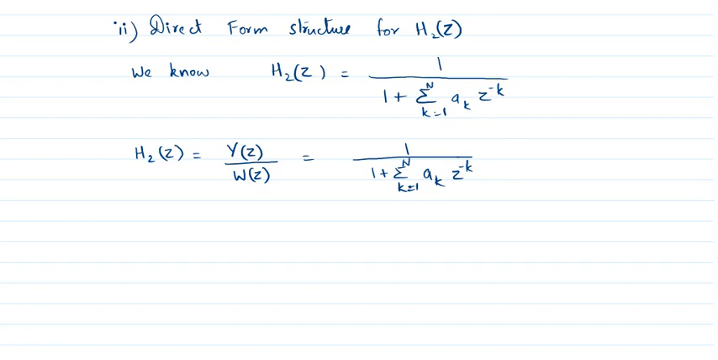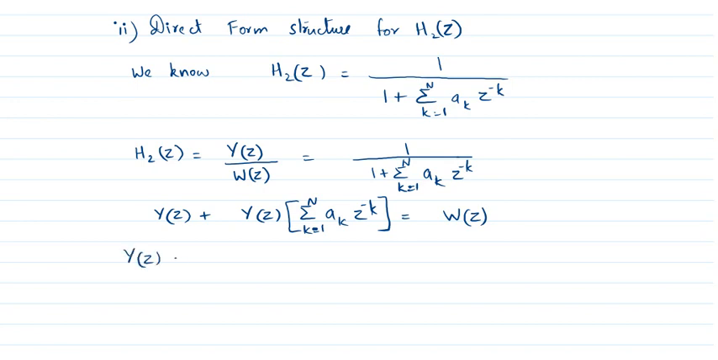Okay, so just cross multiply this equation. We write it as Y of z plus Y of z times the summation over k equal to 1 to n a k z raised to minus k, written in brackets, equal to W of z. Or we can write it as Y of z, taking these terms to the right hand side, minus summation k equal to 1 to n a k z raised to minus k, Y of z, plus W of z.